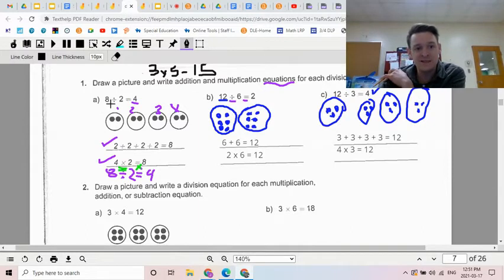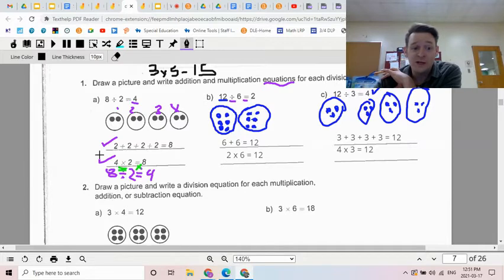But if we see something like 8 divided by 2 equals 4, we need to know that 8 divided by 2 means we're going to take 8 things and share them in groups of 2. So here we have groups of 2, groups of 2, groups of 2, and groups of 2. And how many groups did we make? We made 4 groups. Okay, so 8 divided by 2 equals 4. That's how we're showing that.